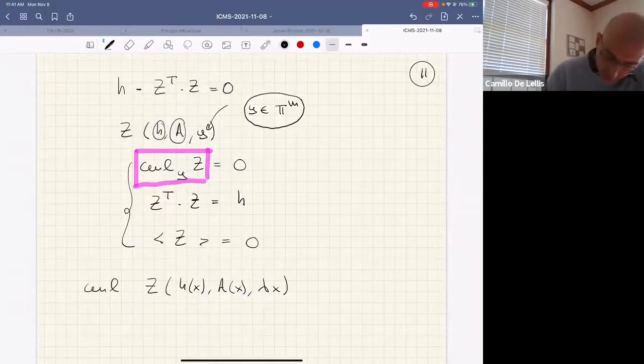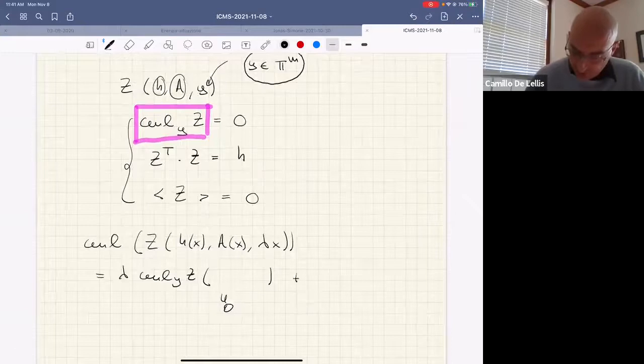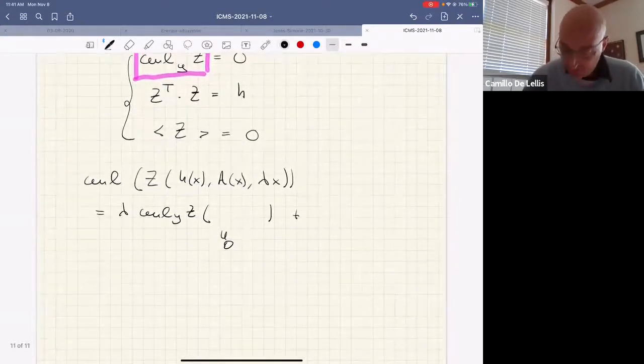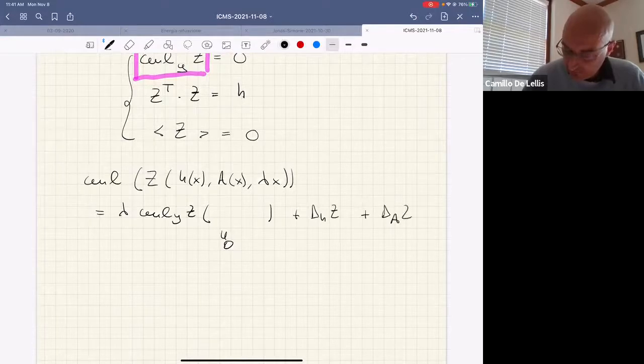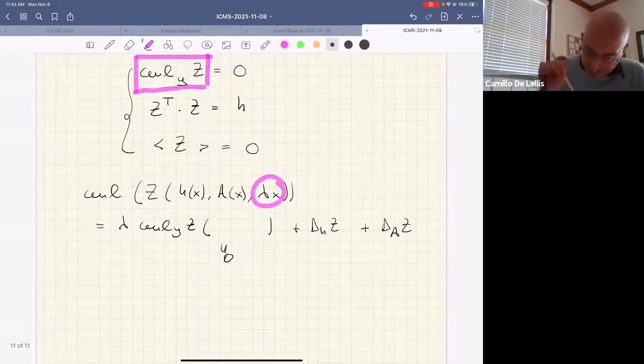So the curl of this, of course, is going to have the lambda times the curl in y of z, which is actually equal to 0, but there's going to be some more terms which are coming from the curl and the derivatives of H. So there's going to be a dH term in Z, and a dA term in Z. But you will notice that since I have these fast oscillating variables, I will be able to correct for the fact that the curl is not equal to 0 by simply adding a little correction.